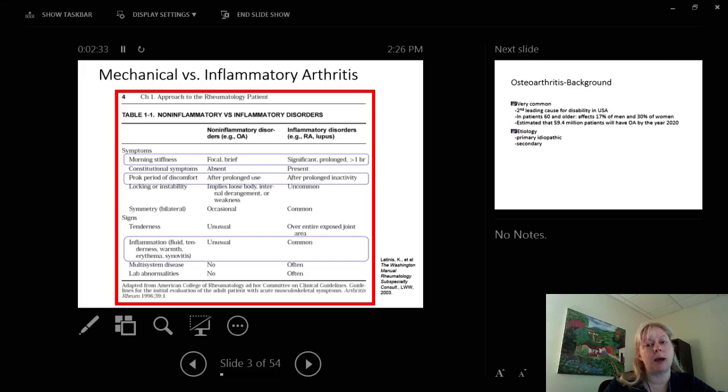Someone has a stiff back, spinal stenosis, for example, or just common arthritis. They'll get up in the morning stiff, and then when they start moving around, it gets better. And then their peak period of discomfort is after prolonged activity. So someone who's sitting for quite a long time, you'll see more rheumatoid arthritic patients have a lot of pain. And then the inflammation, fluid, tenderness, warmth, erythema, and synovitis is common with inflammation process versus the non-inflammatory disorders.